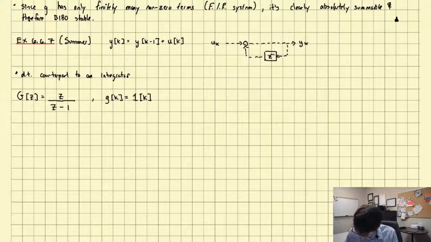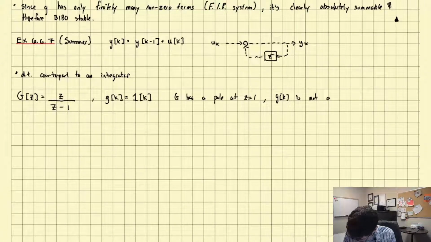So, G has a pole at z equal to 1. G of k is not absolutely summable. So clearly unstable.